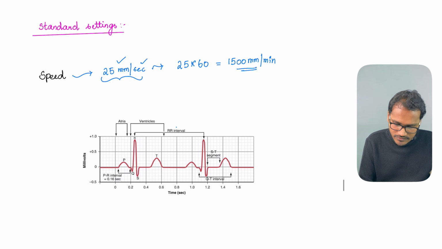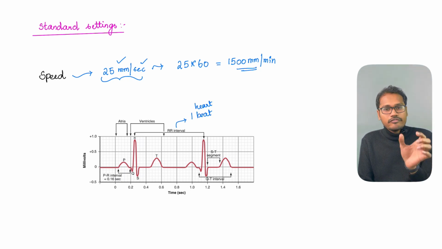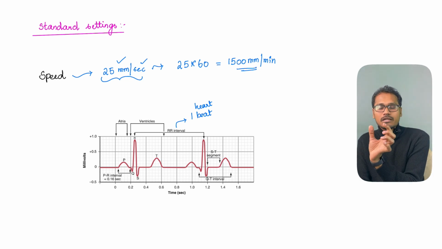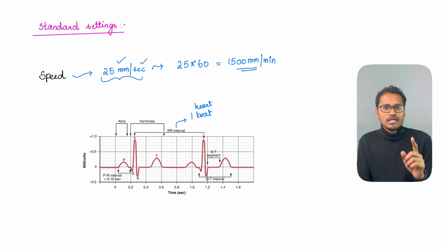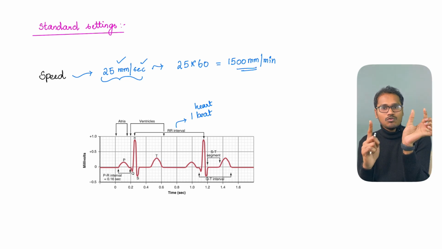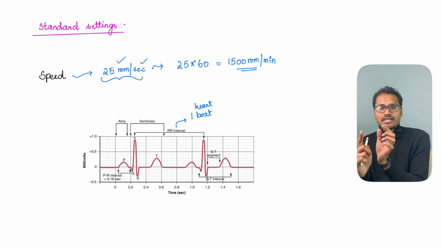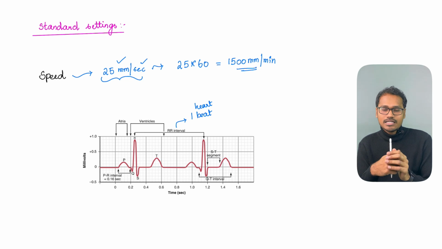The RR interval, all of us know, is 1 heartbeat. So if I know the duration of 1 heartbeat and the paper speed, can I work out how many times this heartbeat has occurred in that particular paper? Because I know the total distance and I know 1 heartbeat. So indirectly I can say how many times the RR interval has occurred, and that is nothing but the heart rate.